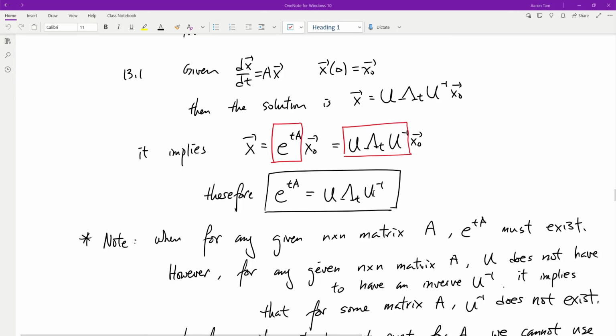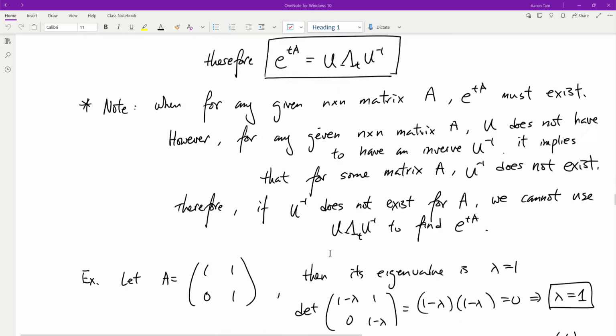So what we want is to be able to calculate e to tA in cases where we cannot use the formula U lambda sub t U inverse. So when would that happen? Well, that would happen when our matrix A has a repeated eigenvalue. And that is where the matrix e to tA becomes useful for us, because all the other previous methods that we have learned would not be able to solve the problem. So that's what we're going to try to figure out.